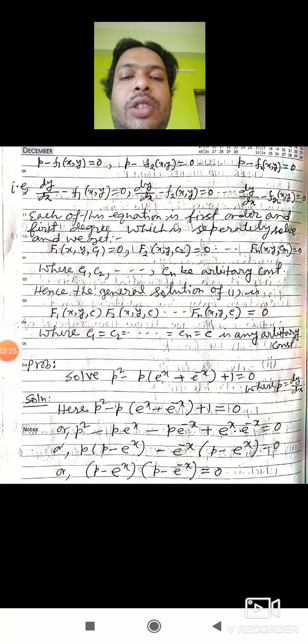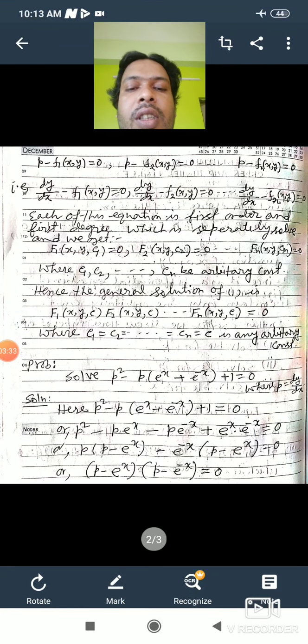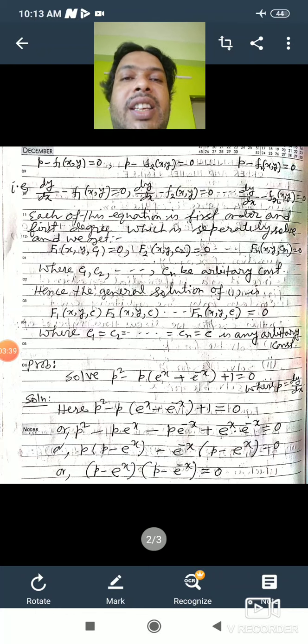Solution. Here p square minus p (e to the power x plus e to the power minus x) plus 1 equal to 0. Now we write p square minus p e to the power x minus p e to the power minus x plus 1, where 1 can be written as e to the power x into e to the power minus x, equal to 0. Now this is the factor form. P common, p minus e to the power x; e to the power minus x common, p minus e to the power x, equal to 0. So we get two factors: p minus e to the power x into p minus e to the power minus x equal to 0.